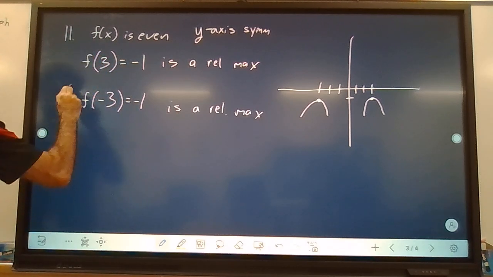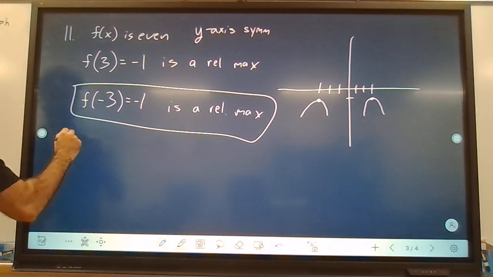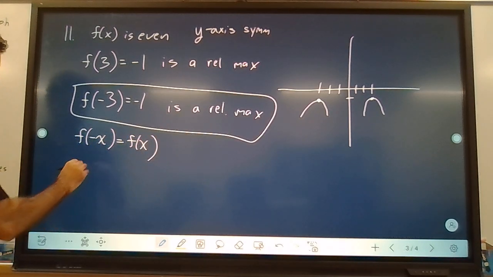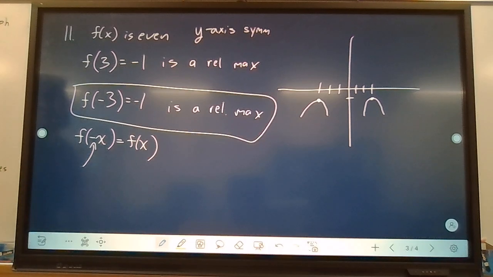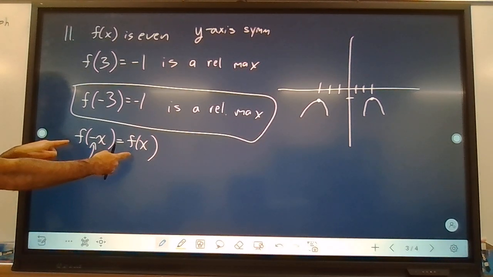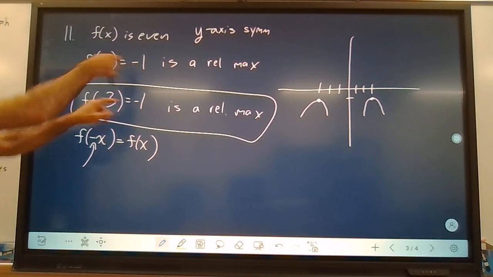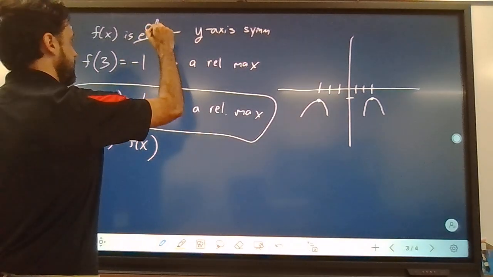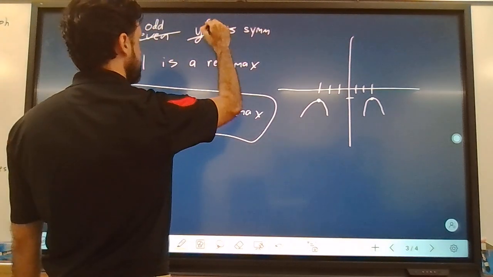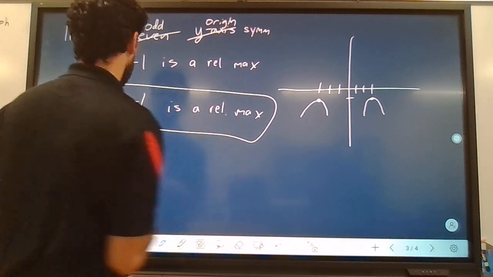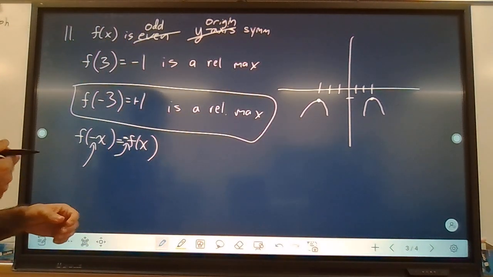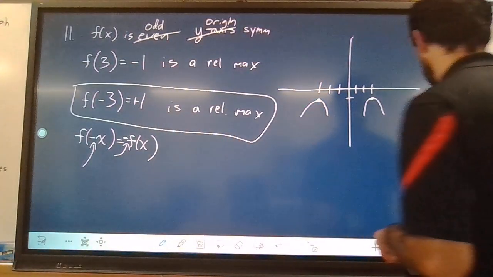Just a little bit of background: that is because f of negative x equals f of x. So the x-coordinate changes signs, but the y-coordinates, the f's, do not. X-coordinates change signs, y's do not. Now, if this was an odd function, if from the beginning it said f of x is odd, it's not y-axis symmetry, it's origin symmetry. So what would change is that the x and the y would both change signs. All right, moving on to the next question.